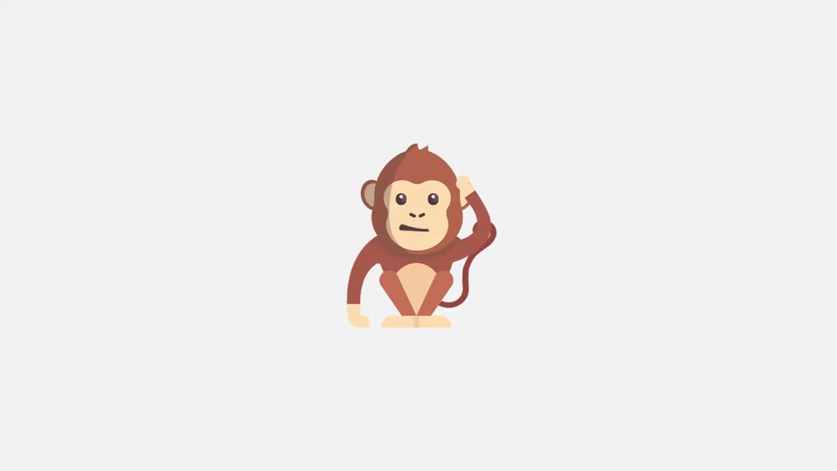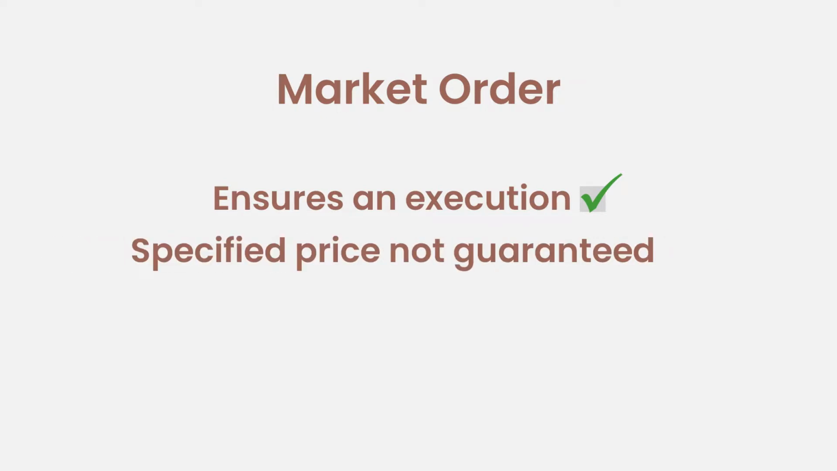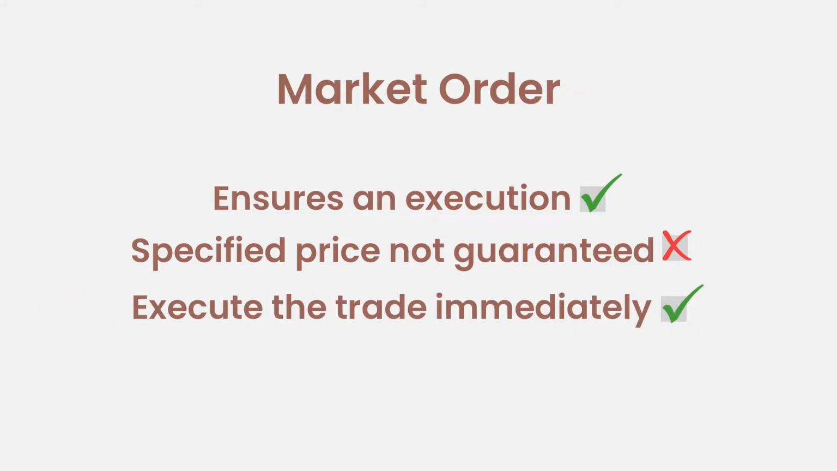If you don't know what a limit order is, let me show you. Normal orders made on ApeSwap are market orders, which are orders to buy or sell a coin at the market's current price. A market order typically ensures an execution, but it does not guarantee a specified price. Market orders are optimal when the primary goal is to execute the trade immediately.